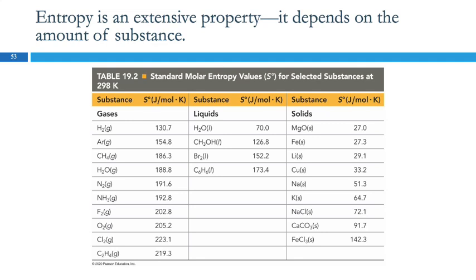So we look up the standard molar entropy values in a table like this one. So this is in chapter 19. There's another table in the appendix that gives delta H, delta G, and delta S for all kinds of different things. So here we see that none of these are zero, right? Because this is at 298 Kelvin, at 25 degrees Celsius. Everything's going to have some entropy. And so here are the amounts per mole of substance. Okay?